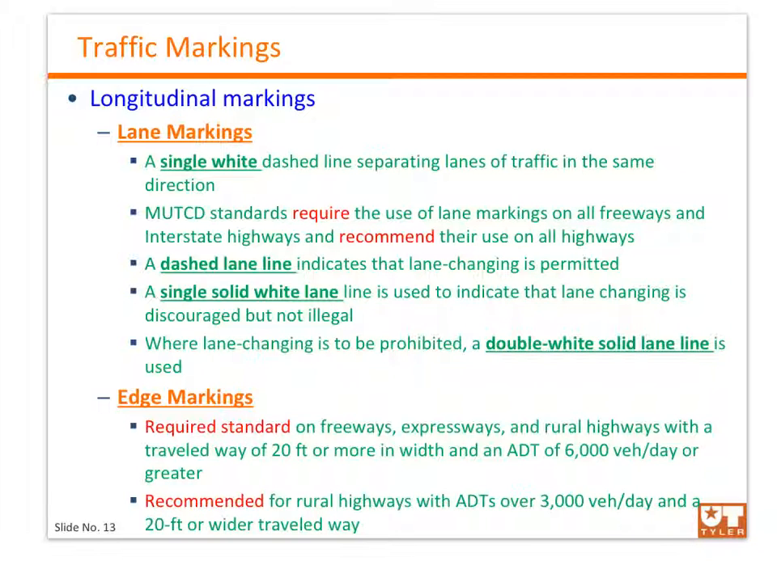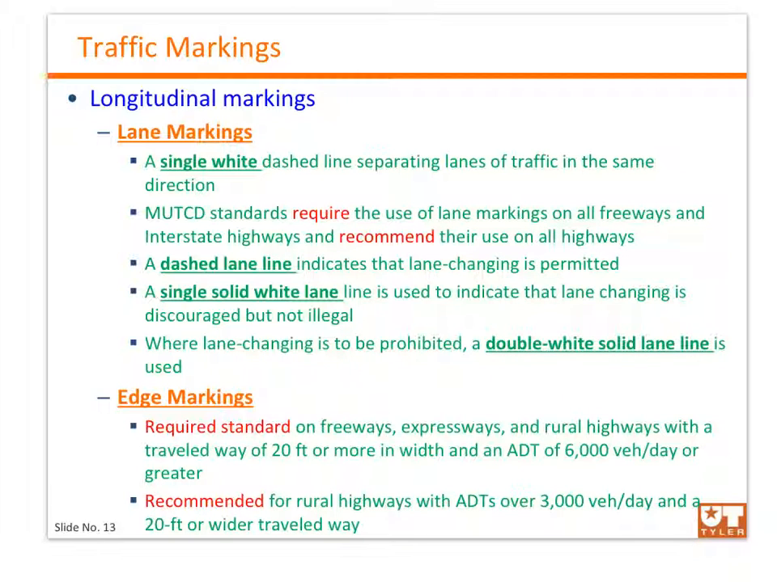So you see now we're starting to see that MUTCD is putting requirements, which is a must, for wide highways with lots of traffic, ADT more than 6,000 vehicles per day, while this requirement drops now to a recommendation for rural highways with ADTs over 3,000 vehicles per day and 20 feet or wider traveled way.